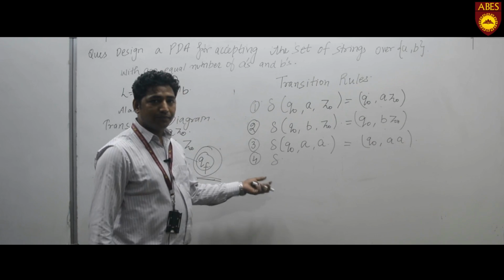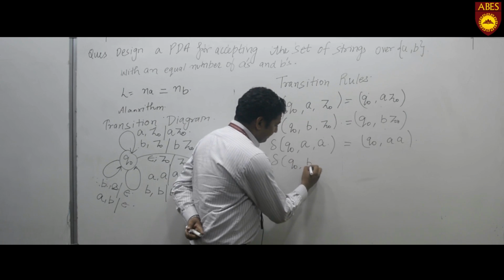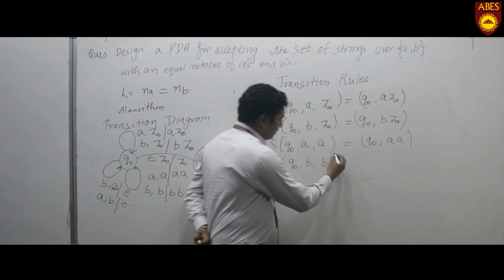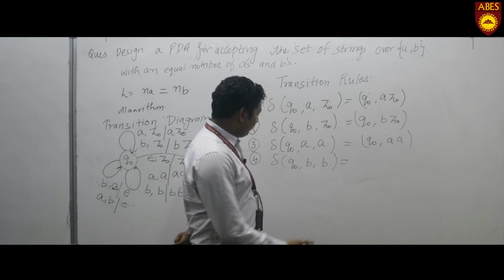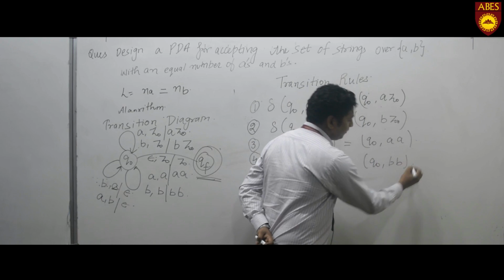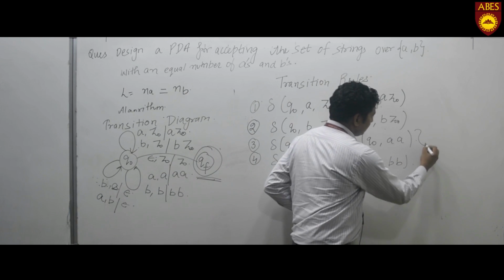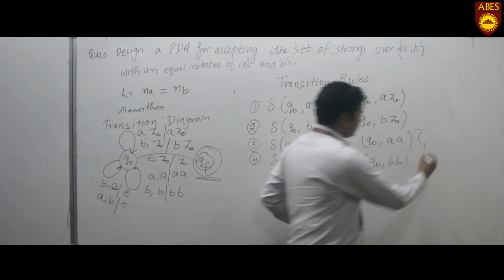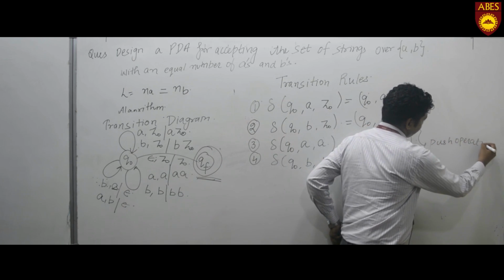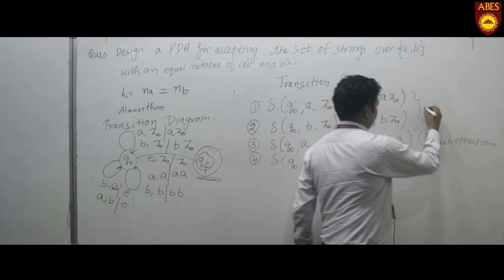Another condition will be we have state Q naught and B is the input symbol and B is already on the top of stack. So for this we will push one B onto the stack. So we have the output as QBB. So these are the push operations. And these two are also the push operations.